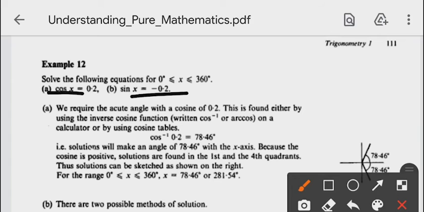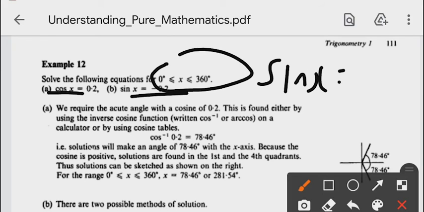Otherwise, I can first do that. It is between 0 and 360. I can solve for you sin x equals negative 0.2. I can solve that. Is that okay? Such that I can give you some good exercise.